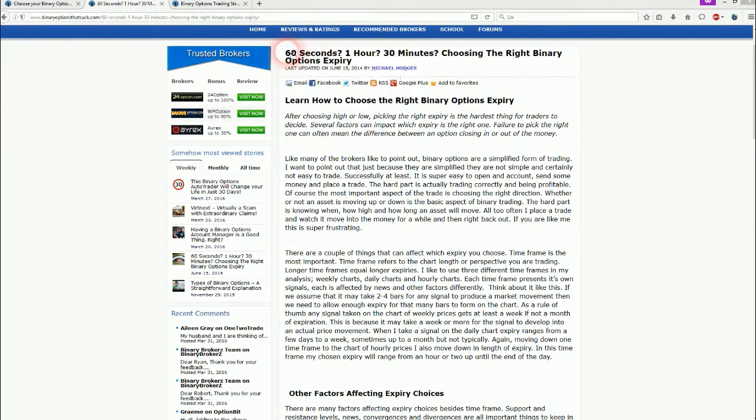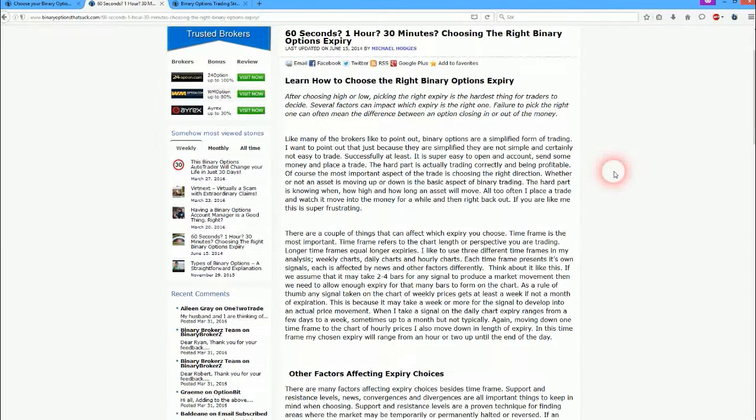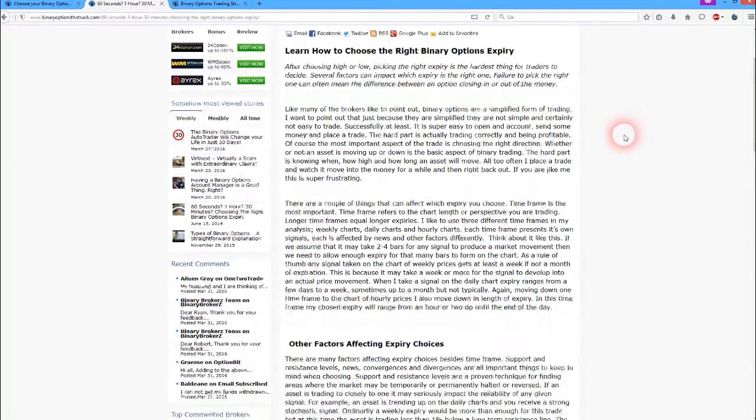As you can see, there are several expiries like 60 seconds, 1 hour, 30 minutes, and higher or even lower nowadays with the 30-second expiries. So the first thing you have to do, besides picking the direction of the trade, is pick an expiry. Why? Because the expiry is going to be the deciding factor of whether your trade is going to lose or win. So simply picking the direction of the trade of the asset is not enough in binary options.